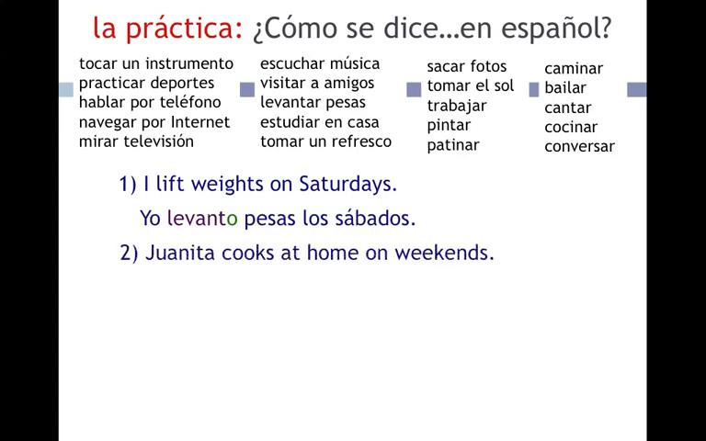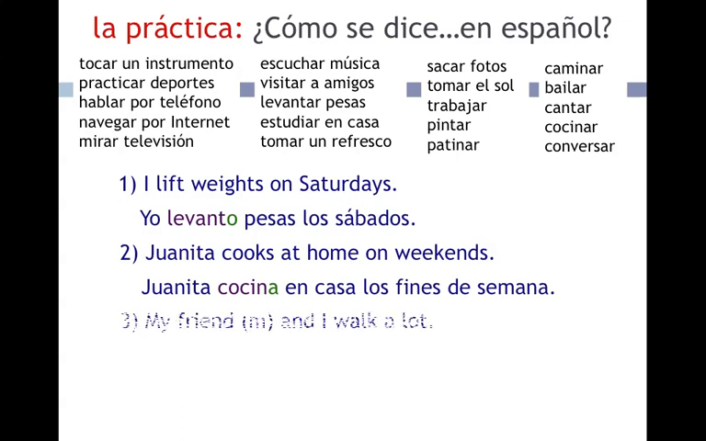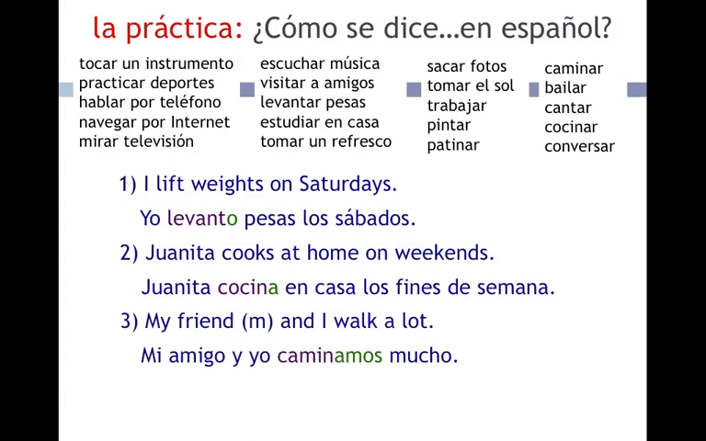2. Juanita cooks at home on weekends. Juanita cocina en casa los fines de semana. My friend, who happens to be a guy, and I walk a lot. Mi amigo y yo caminamos mucho. Remember, anytime you have y yo, nosotros. Y yo, and I always takes the nosotros form. That group has become we.